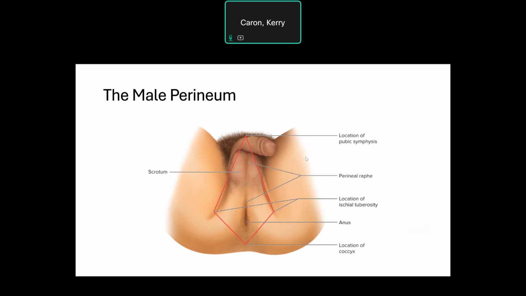This is a view of the male perineum. You have the pubic symphysis, the bone on top, the penis. You have the perineal area. The two corners of the diamond are where the ischial tuberosity, the ischium, where you sit, those are sit bones, the anus, and then the coccyx. The scrotum houses the testes.